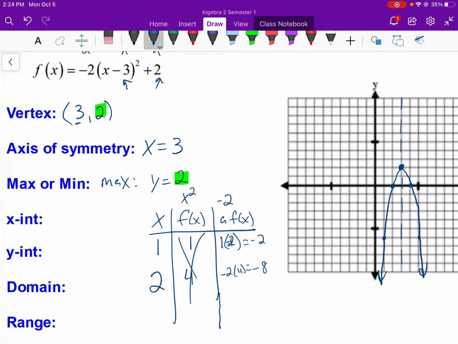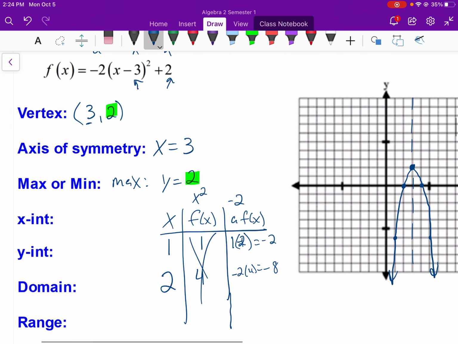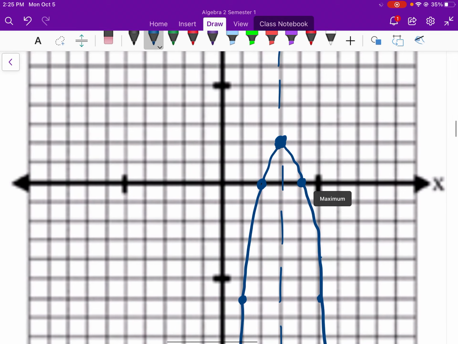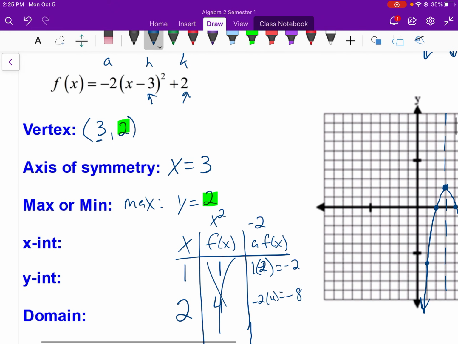Okay, and then again, it's asking for the x-intercept. So x-intercepts, we're going to have 2 here. It crosses the x-axis twice at 2, 0, and 4, 0.